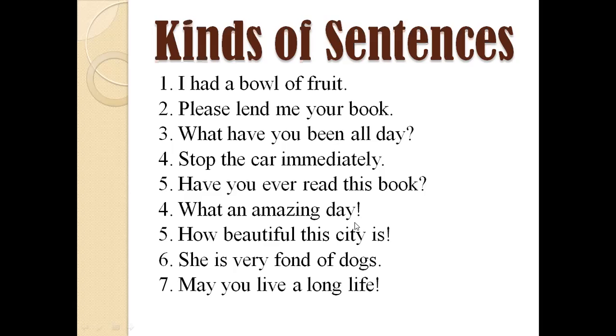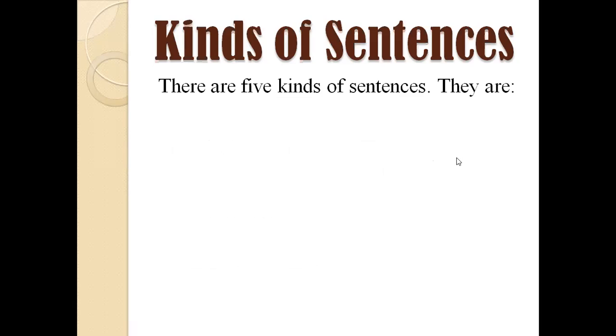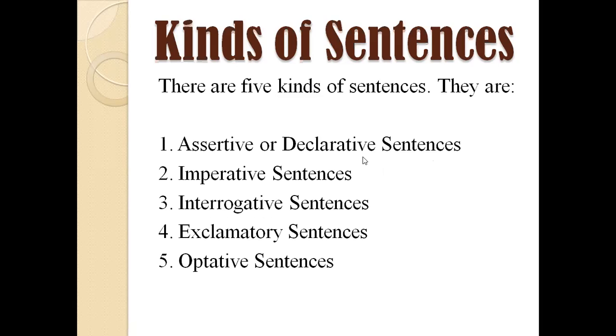So, depending on the function they perform, sentences are classified into 5 kinds. They are assertive or declarative sentences, imperative sentences, interrogative sentences, exclamatory sentences, and the final one is optative sentences. Okay, so this is depending on their function.